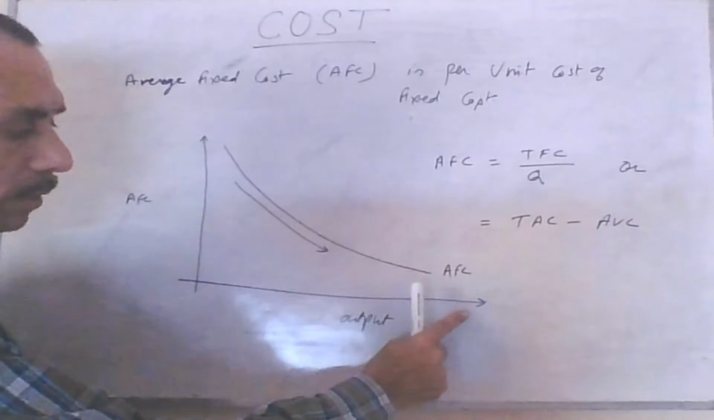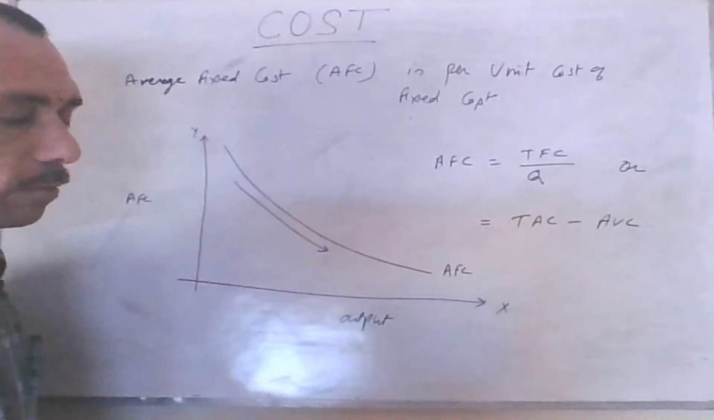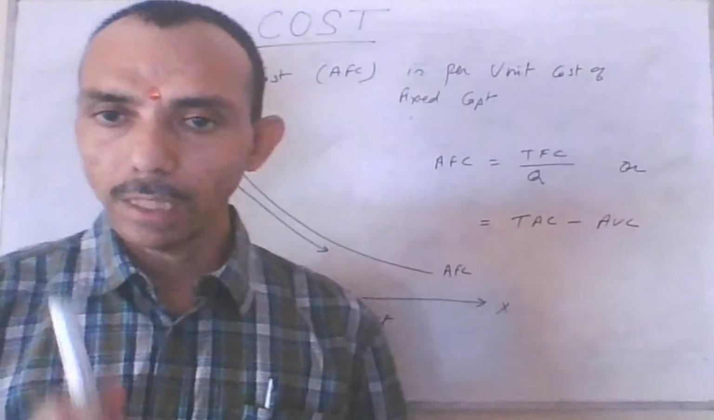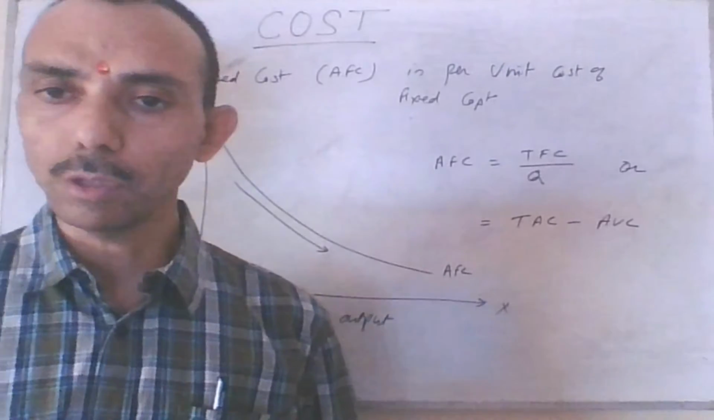AFC is never tangent to the x-axis, because TFC can never be 0 in the short run.